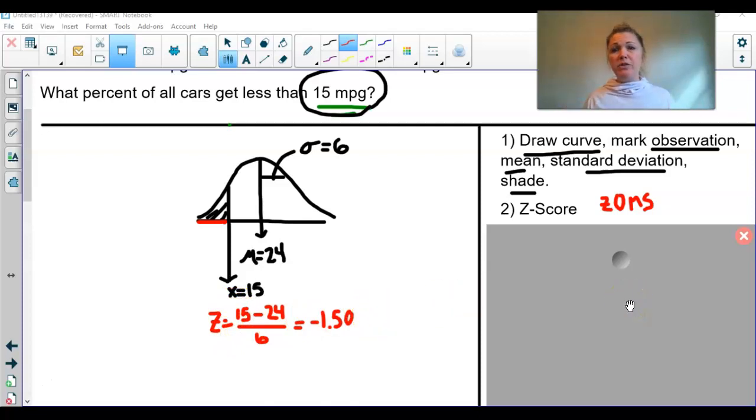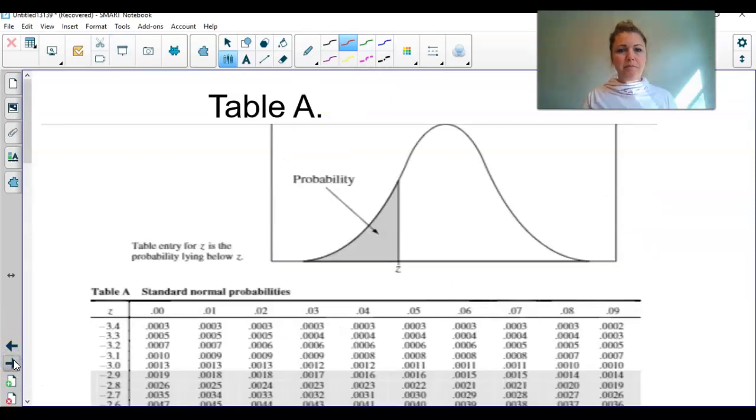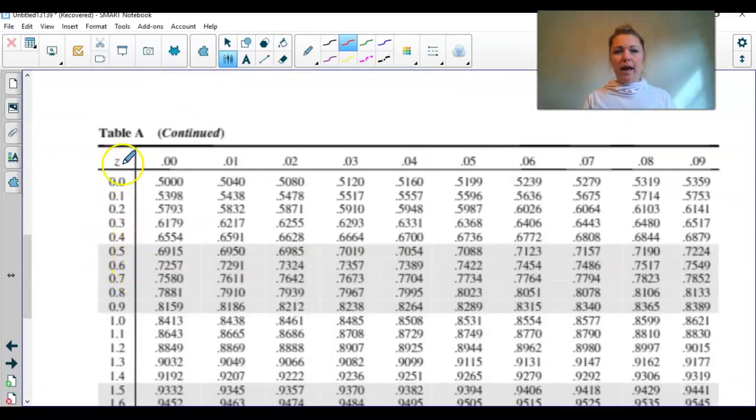The next thing we're going to do is we're going to go to table A. So find it now either in the course headquarters or you print it off the formula sheet. And we're going to go outside in. So what is table A? I have it on the next slide. So you should be looking at table A. There are 2 pages of table A. You'll be looking at it and you see negative Z-scores as well as positive Z-scores.